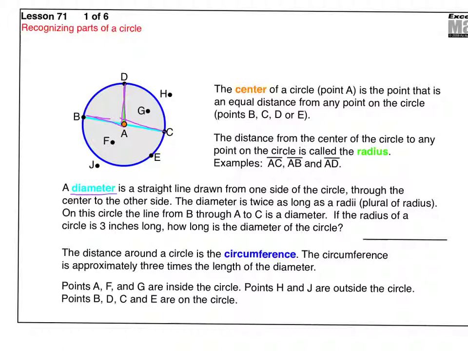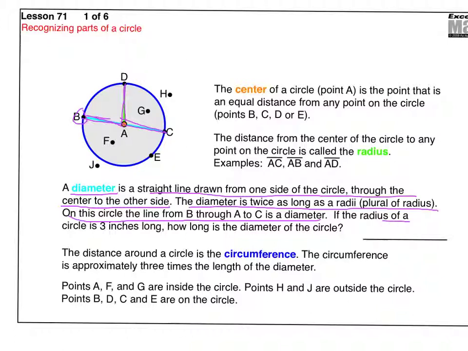A diameter is a straight line drawn from one side of the circle through the center to the other side. The diameter is twice as long as a radius. On this circle, the line from B through A to C is the diameter. Starts here, goes through A and over to C. It's called the diameter of the circle.